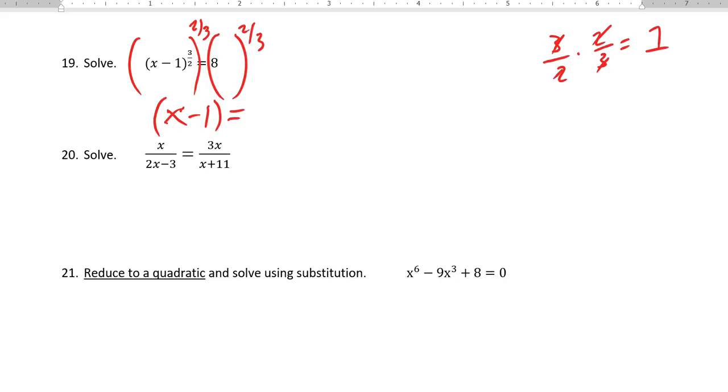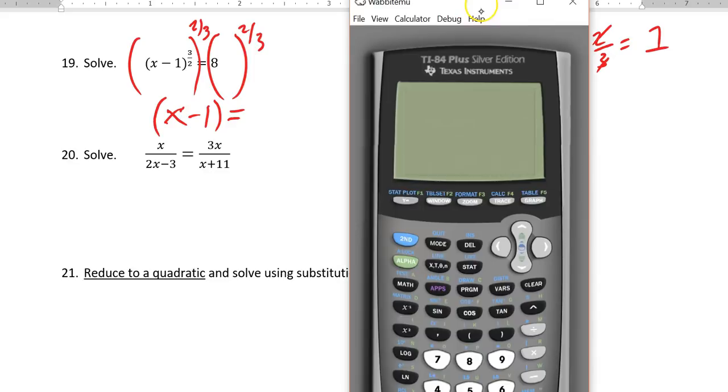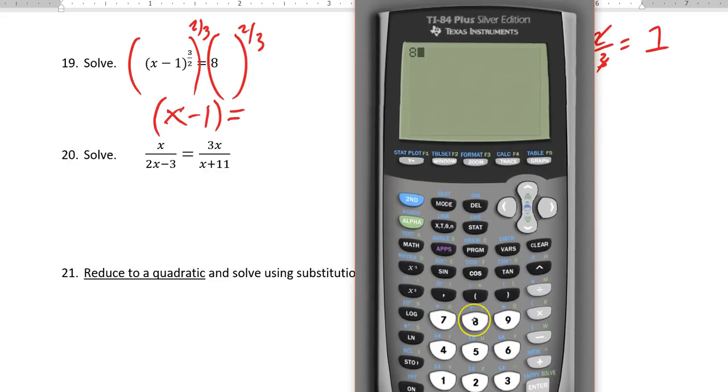Now, you have a calculator. So if you're getting confused on these, let's show you how to do it in the calculator. So you would put into your calculator 8, and then you're going to raise it up. I put my exponent in parentheses because it's a fraction, so that it stays all up there. And then you can hit enter, and it will say 4.